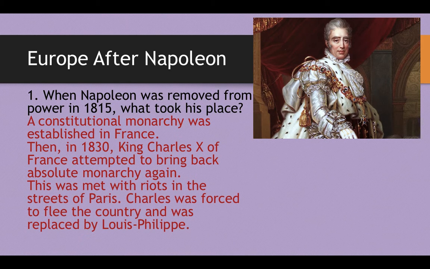Now, this was met with riots in the streets of Paris, okay? Parisians and other people in France, they said, no, anything but another absolute monarch, all right? We've had Louis XVI, we've had Robespierre, we've had Napoleon. We don't want another one, all right? So there were a lot of riots in the streets of Paris, and Charles was forced to flee the country because he was so unpopular, because people were not about to have another absolute ruler. So he fled the country and was replaced by a guy named Louis Philippe.